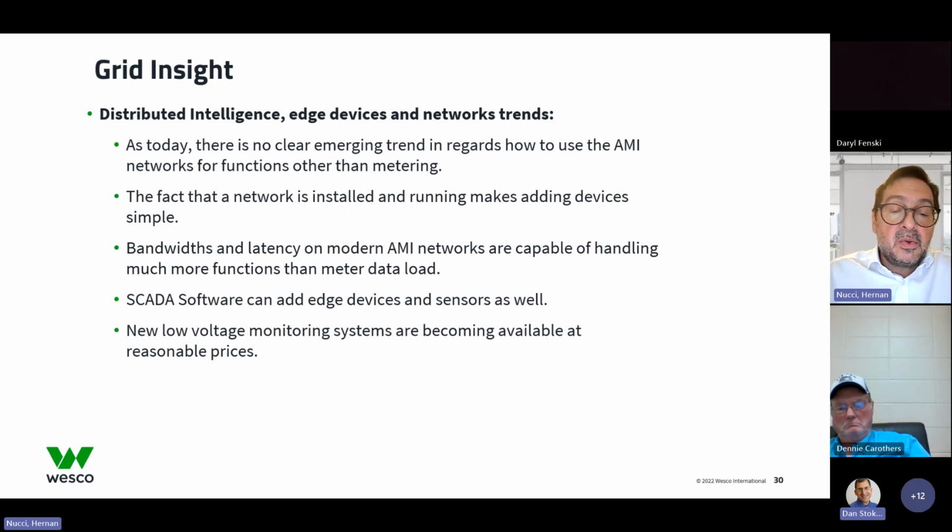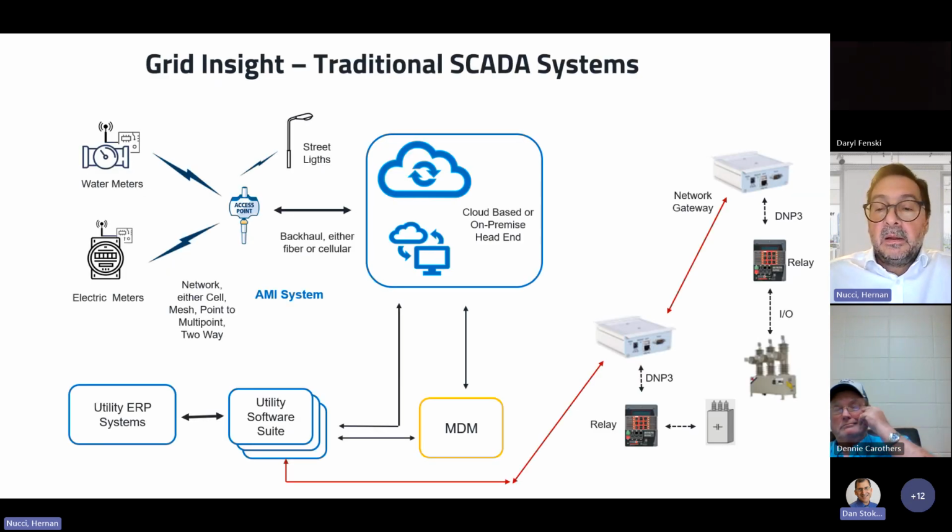Communication is cellular, goes straight to the cloud, and you have a very simple system that allows you to map your network completely. So that gives you options. Instead of building an AMI, very expensive, super sophisticated, you keep your AMR, you keep reading the meters the old way, and you add a low voltage monitoring system to get grid insight. It's another way to do it.